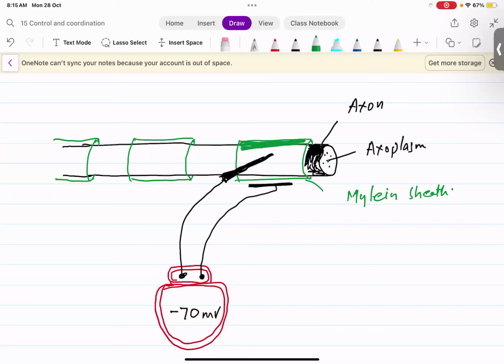This is a sensory neuron which has a myelin sheath present on the outside at intervals. To see the potential difference between inside and outside of a cell, we use this millivoltmeter. This millivoltmeter has two terminals. One terminal is placed on the outside of the myelin sheath here.